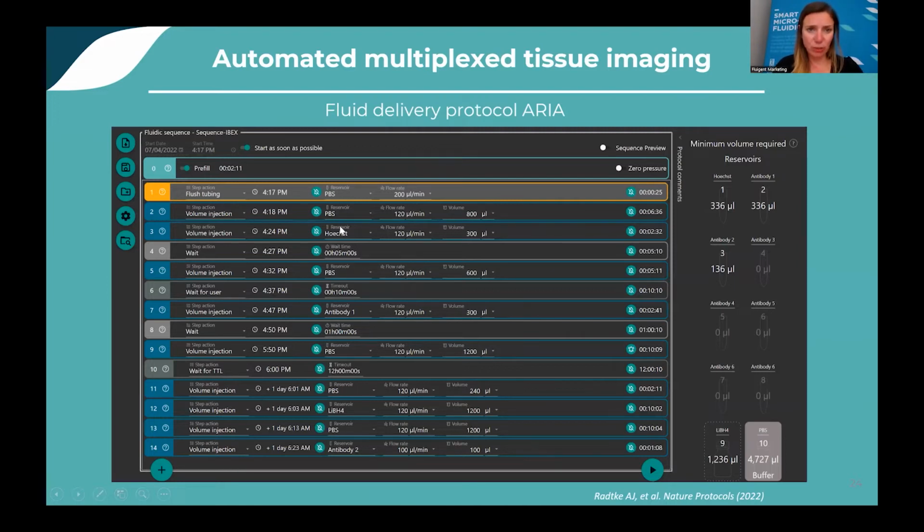So first they inject PBS to rehydrate the tissue. Then they perform a nuclear staining using UXT that is injected at a certain flow rate. They wait 5 minutes, an incubation time of 5 minutes. Then they wash with PBS.